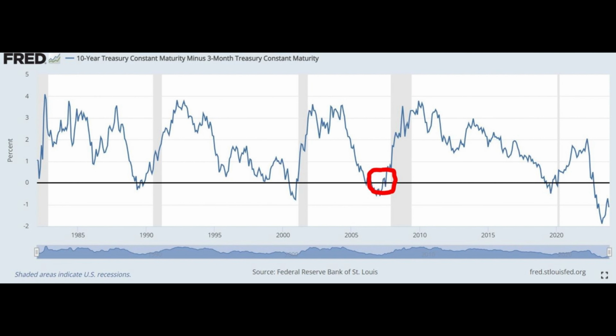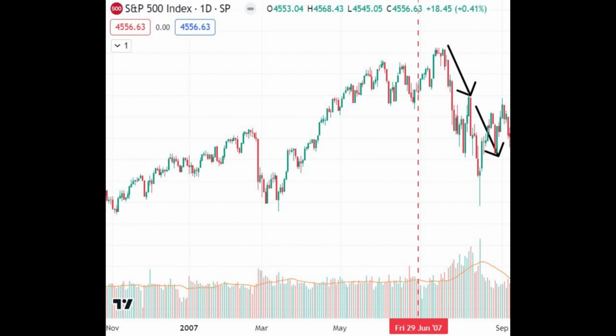Last but not least, June 2007. Yield once again turned from negative to positive. At this point in time, prices are up and sideways. The drop happened in July, consolidated for a while in early August, and continued down.